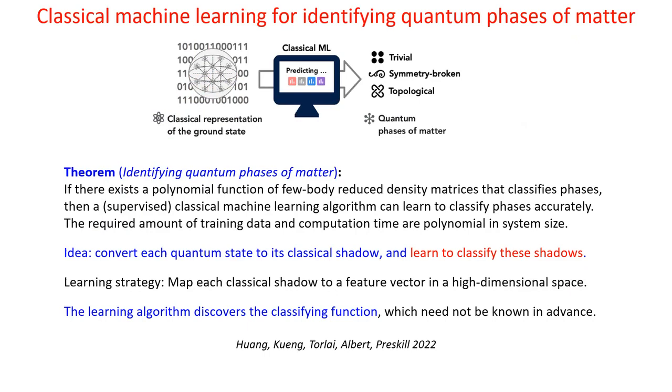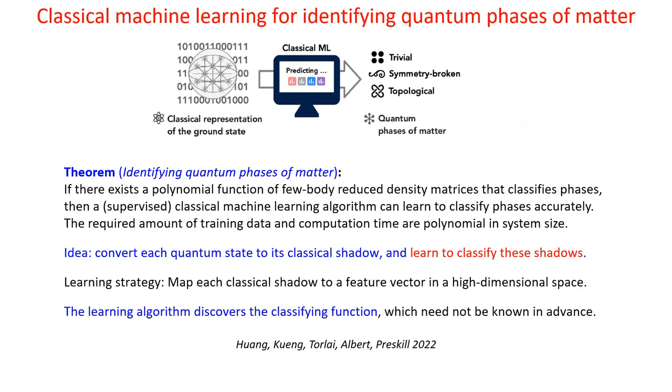So we considered a supervised learning scenario. Suppose there are two different quantum phases, and during training, we are offered labeled samples from the two phases, each one saying whether it's in phase A or phase B. And then after training, we're given unlabeled samples, and we're supposed to classify whether they're in phase A or phase B. So our idea is to take each one of those samples and convert it to its classical shadow, and then use classical ML to learn to classify the classical shadows. And we showed that that could be done efficiently under a physically motivated assumption that the amount of training data that we need and the computation time to correctly identify the phase scale polynomially in the system size.